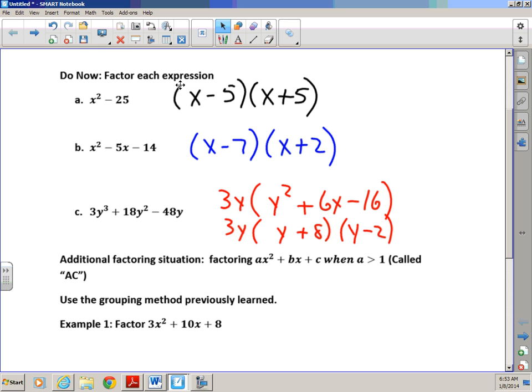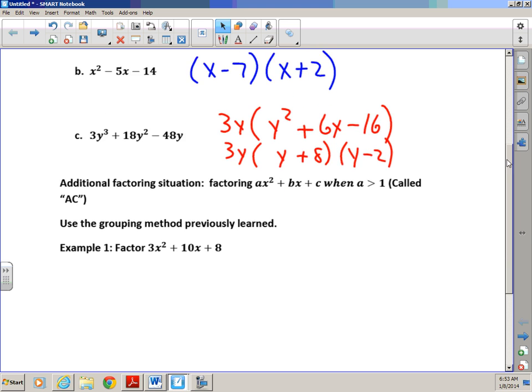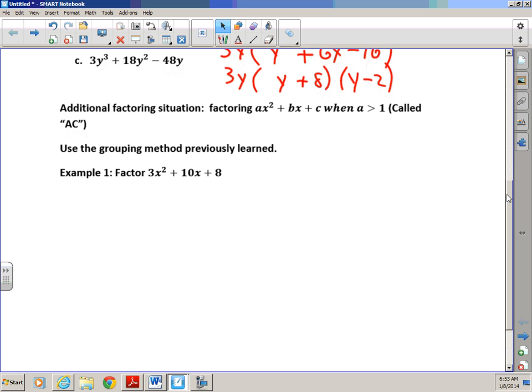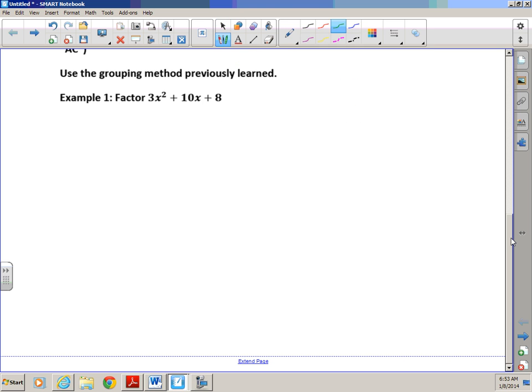Now, one of the things that you have not learned that we're going to first cover today is factoring when the coefficient of x squared is greater than 1, and I cannot pull out a common factor. And we call this the AC method. What we're going to do is use that grouping method that we previously learned, and you'll see why in a moment we call it the AC method. Okay, so we want to factor the trinomial 3x squared plus 10x plus 8. And here are the steps that we're going to walk through.